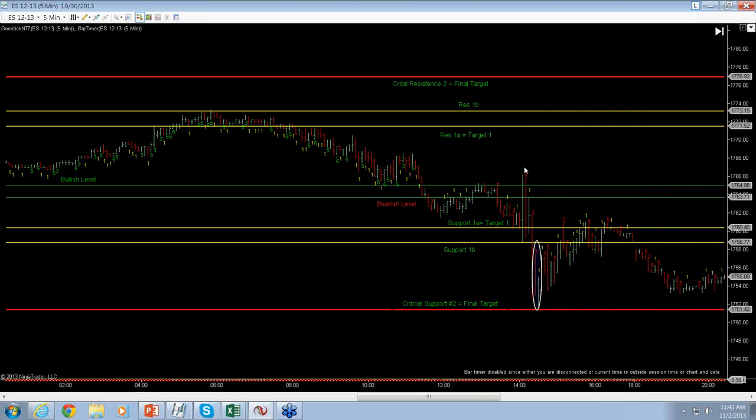Price action during FOMC collapsed and stopped right on critical support.